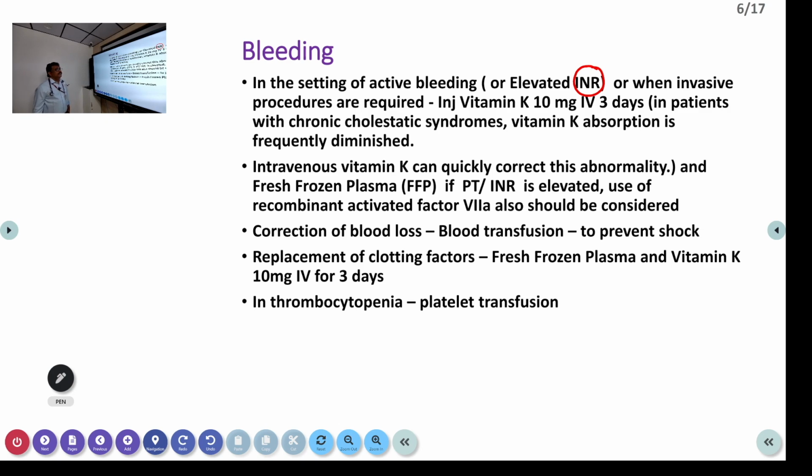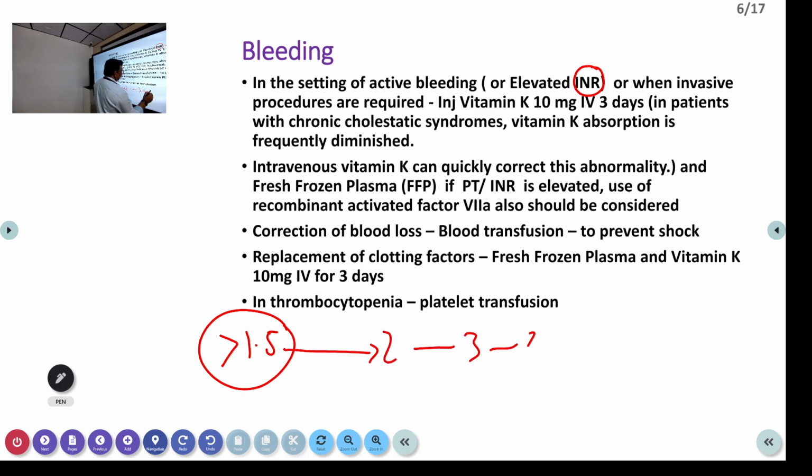Normally, the international normalized ratio, the patient's ratio to the control, will be 1:1. But an INR of more than 1.5 in any patient who was previously stable is an abnormal value. In chronic liver disease, you can see it will always be more than 1.5. It may be 2 or 3 or 4 like that. So depending on the bleeding tendency only, we treat this patient.